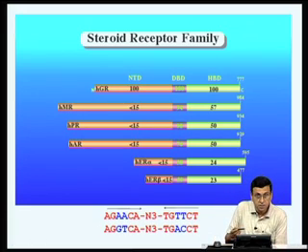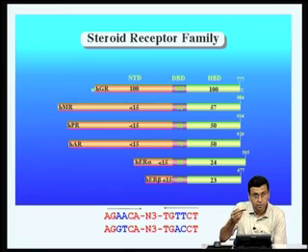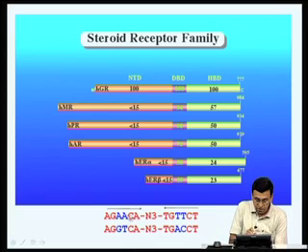In the case of the estrogen receptor, there are only 2 bases that distinguish an estrogen response element from a glucocorticoid response element. In the estrogen response element, instead of AGA, ACA, you have AGG, TCA. That is the only difference.